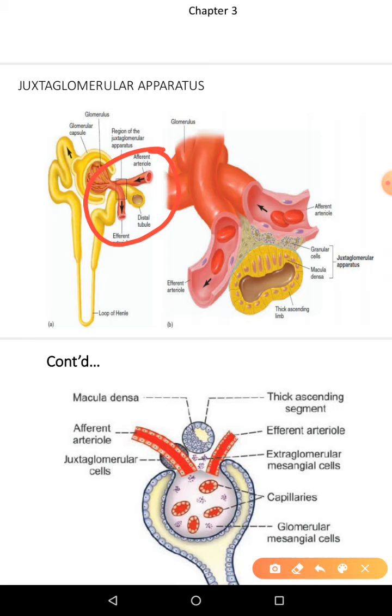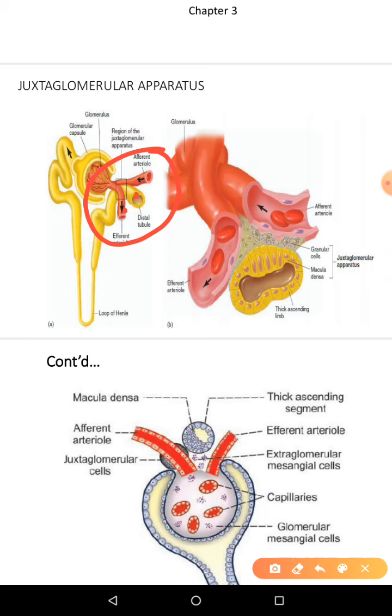So you find that this juxtaglomerular apparatus is located on the distal tubules, on the afferent arterioles, and on the efferent arterioles. Okay. So on the afferent arterioles, we have what you call the JG cells. These are modified smooth muscle cells on the afferent arterioles that secrete renin.